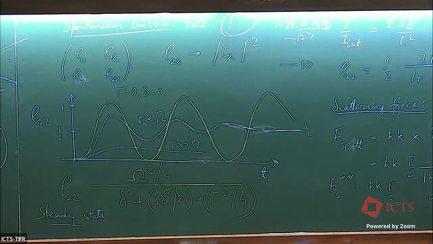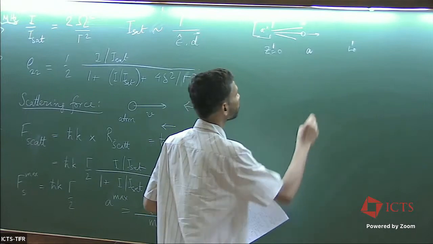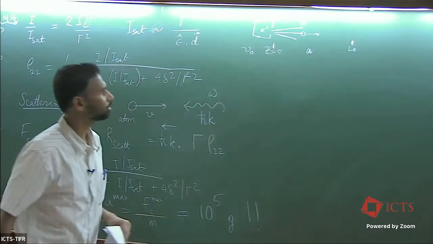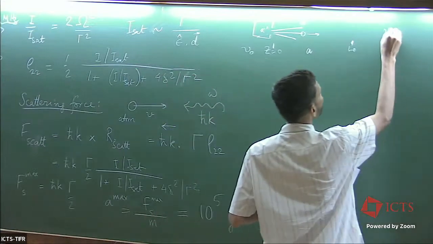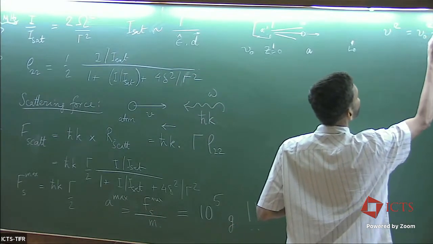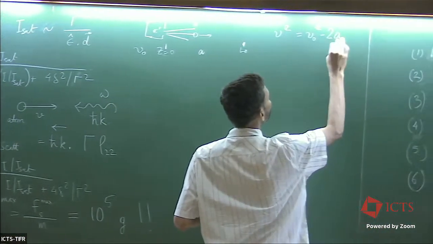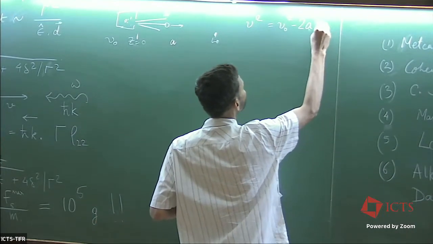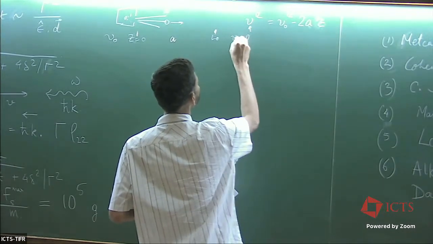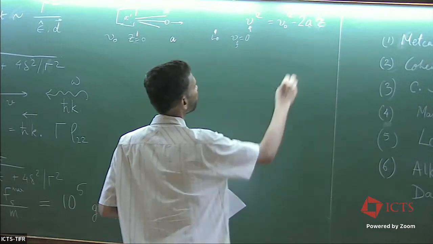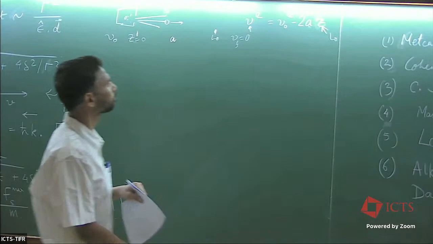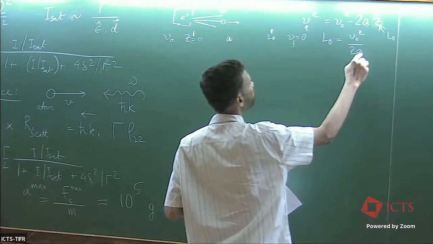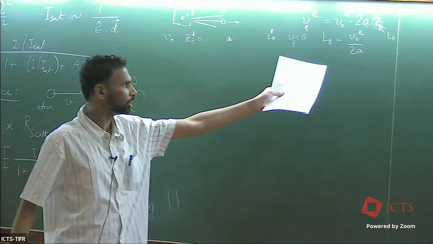So if I ensure that the acceleration is A, then I want to calculate the distance at which this atom, starting at velocity V0 from Z0, comes to rest. That is what I'm interested in. I say V squared is equal to V0 squared minus A times, let's say, L0, because it's decelerating, and I want my final velocity to be zero. This gives me L0, the stopping distance. The stopping distance is simply V0 squared by 2A, where V0 is the initial velocity of the atom and A is the acceleration.